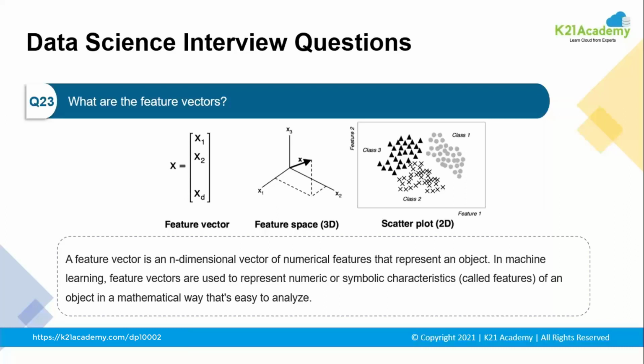Let's say you have a cat and a dog. What are the features of a cat? Let's say 4 legs, whiskers, a body type, height, and so on. All these are features, and when you put them in a matrix form, they are called feature vectors.